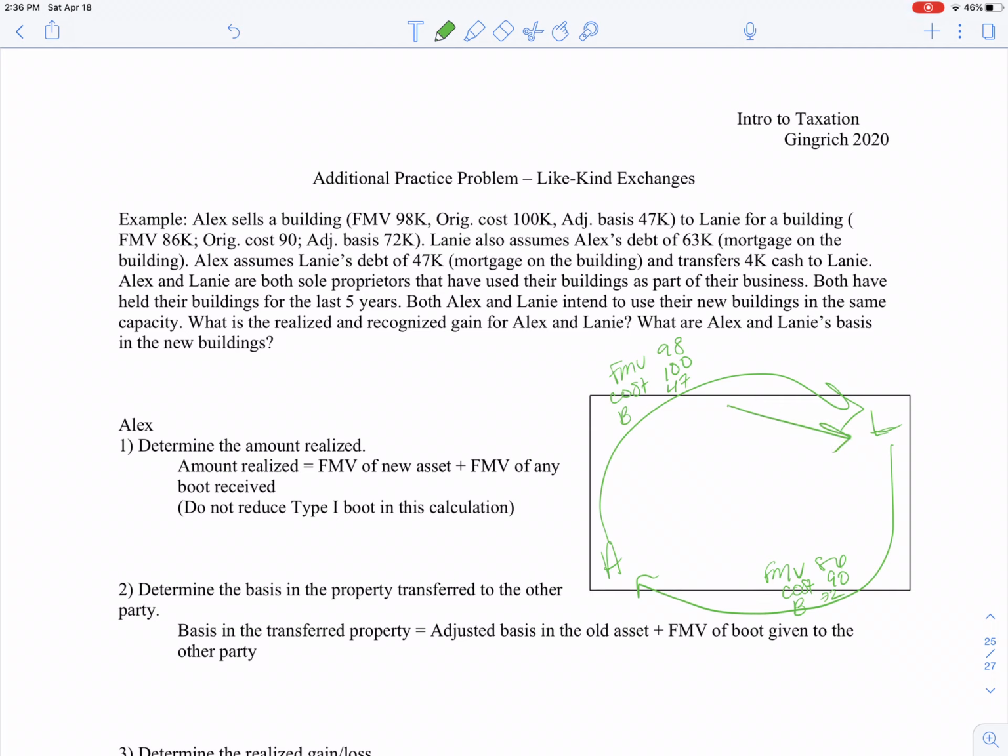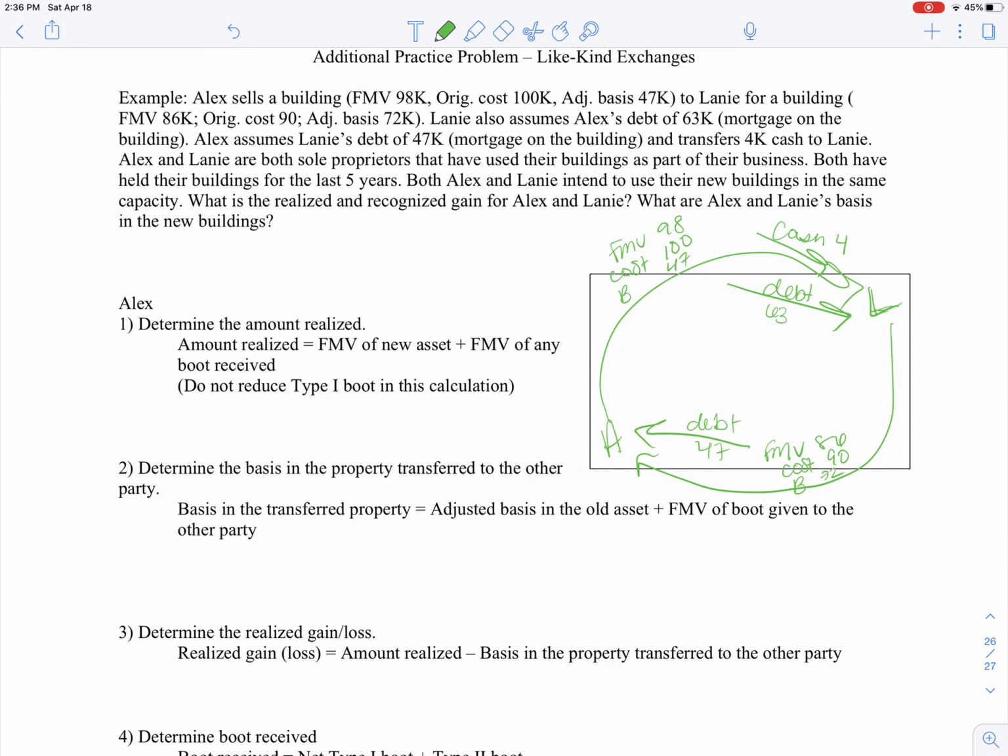So here's that debt I'm going to draw. Mortgage on the building. Alex assumes Laney's debt of 47. So I'm going to draw this debt of 47. And Alex transfers $4,000 in cash to Laney. So I'm going to do this here and just have cash of 4. Both have held their buildings for the last 5 years. They use their buildings in the same capacity. They're sole proprietors.